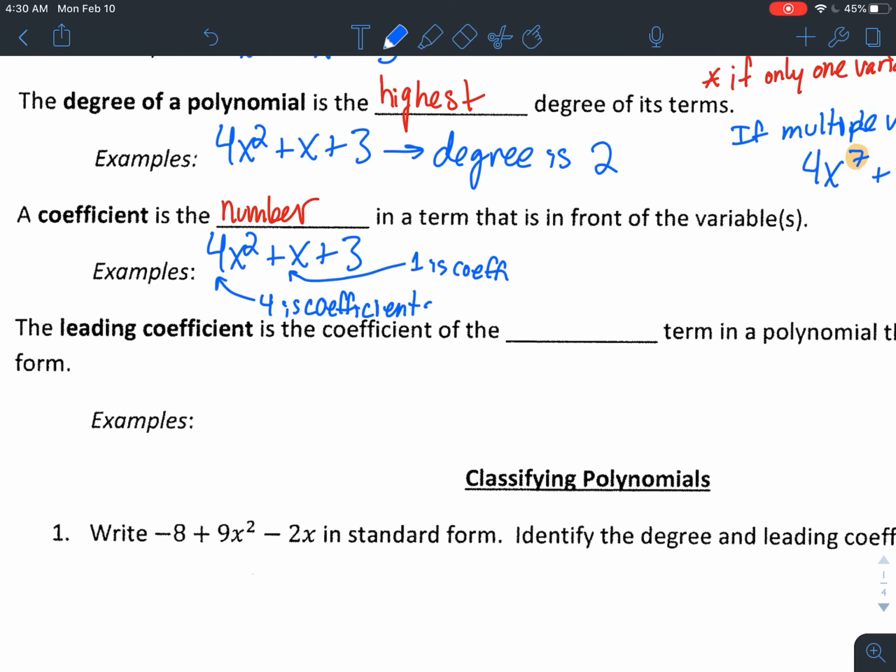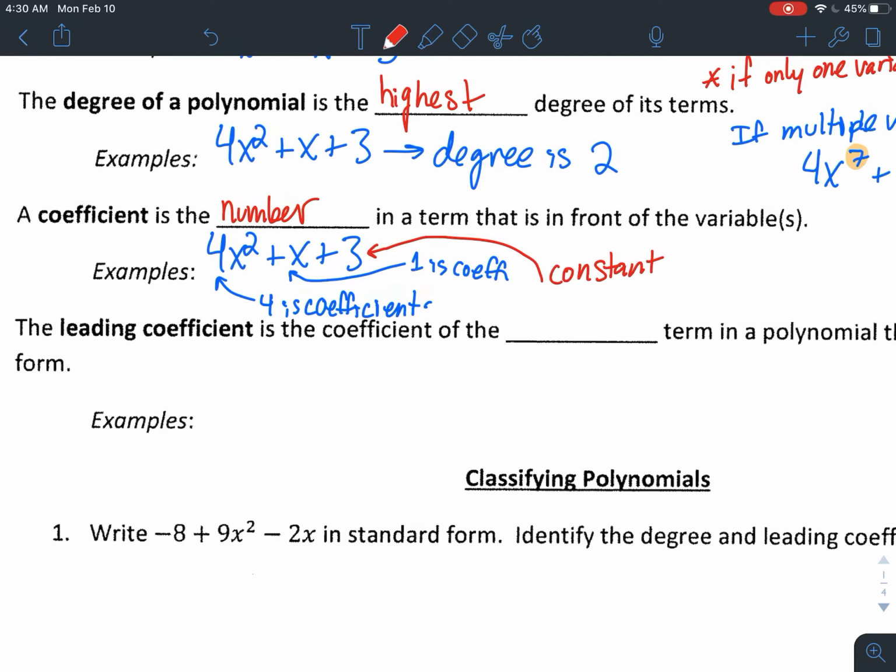Something else that I didn't include on here, but I do use this term quite often. I'll do this in red. This number that doesn't have a variable attached to it, if it's just a number, we call that the constant. And again, because x is a variable, it can change and adjust, but 3 is not affected by that because there's no x, so we just call it a constant.